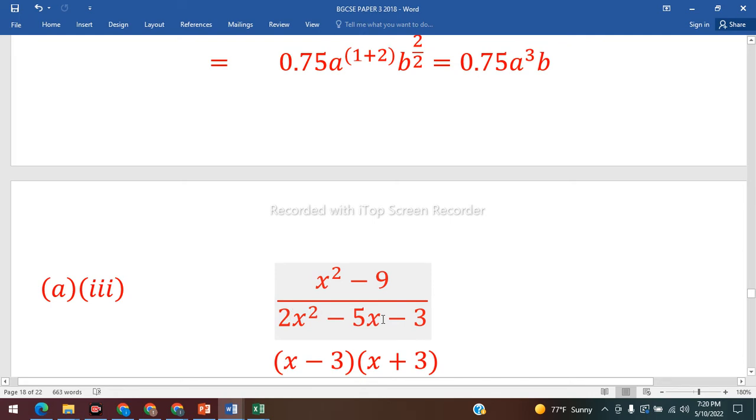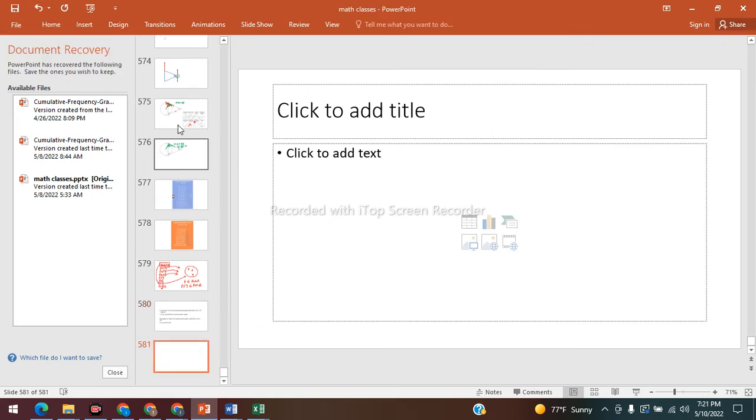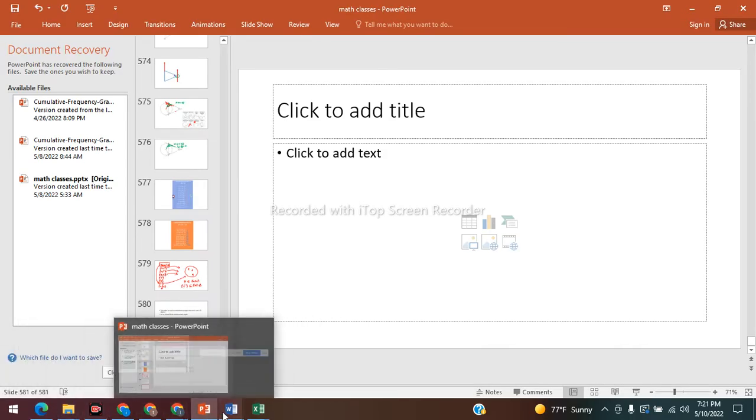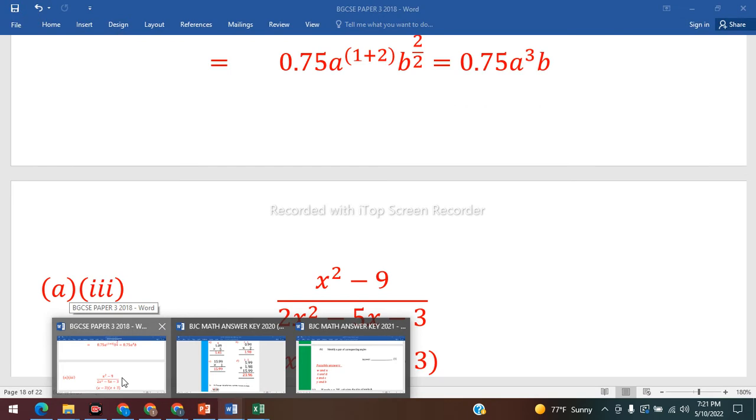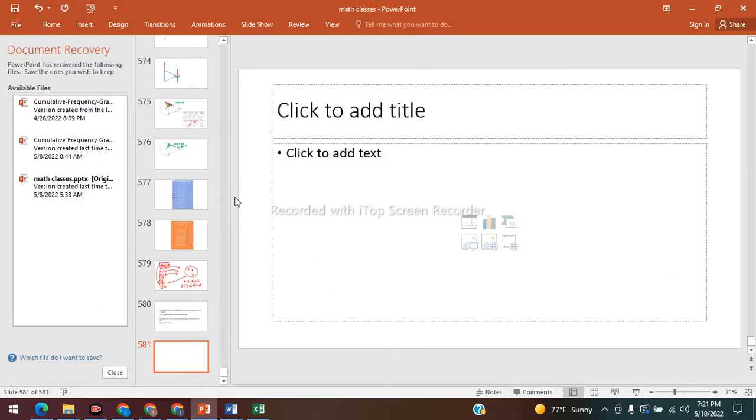Now we want to factor the bottom. I have to show you how to factor the bottom, so I'm going to write that down on the slide. The bottom polynomial was 2x squared minus 5x minus 3. That's 2x squared minus 5x minus 3.